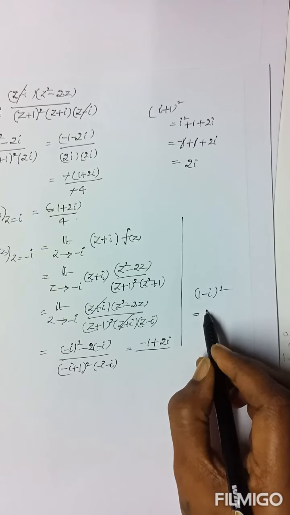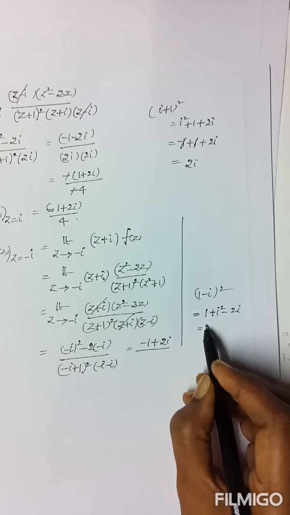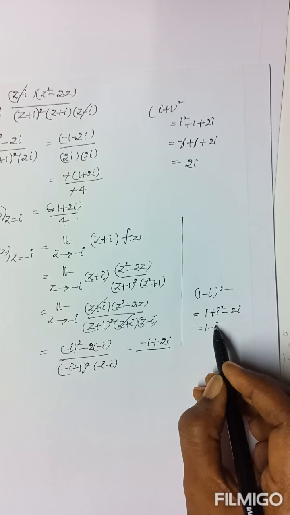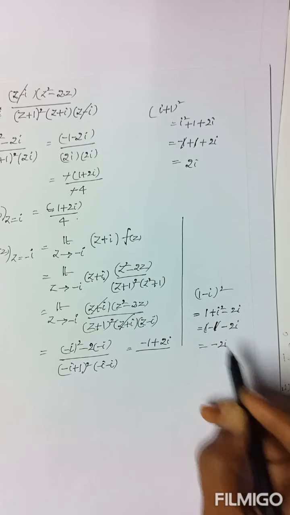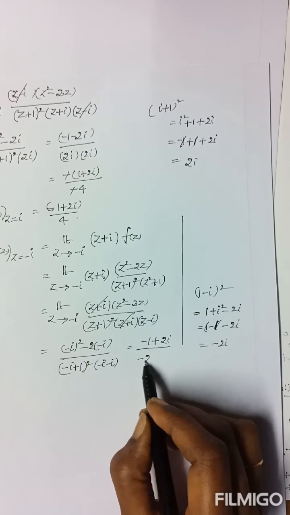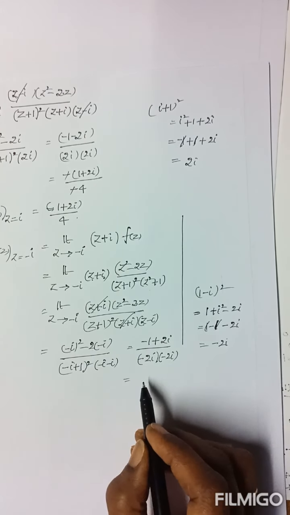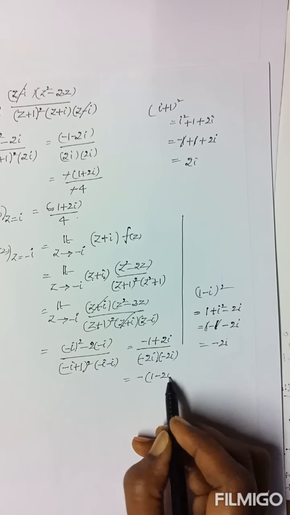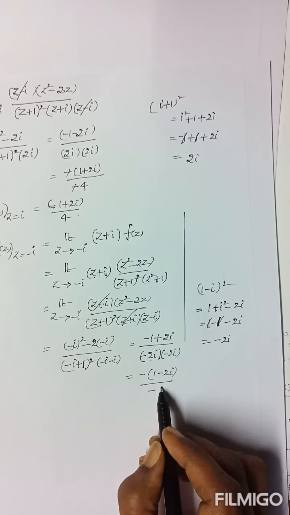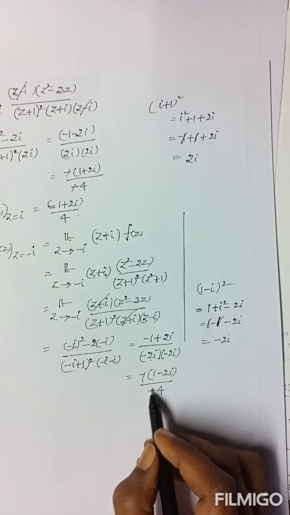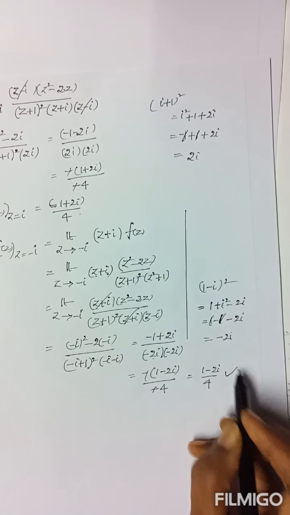1 minus i whole square, using the a minus b whole square formula: a square plus b square minus 2ab. Here it is 1, minus i square is minus 1, so minus 2i. Plus i minus i get cancelled, minus 2i is there. So the value of this one is minus 2i. Totally it is written as minus, taking common, 1 minus 2i by 2 into 2 is 4, i into i square, minus 1, total minus 4. The 4 cancels, that equals 1 minus 2i by 4, which is the residue of f of z.